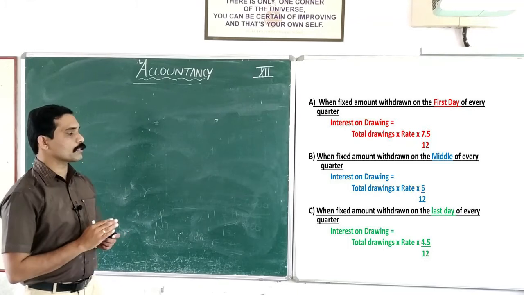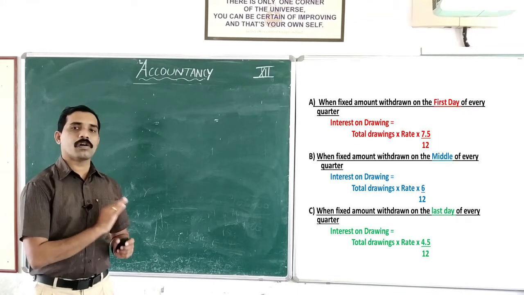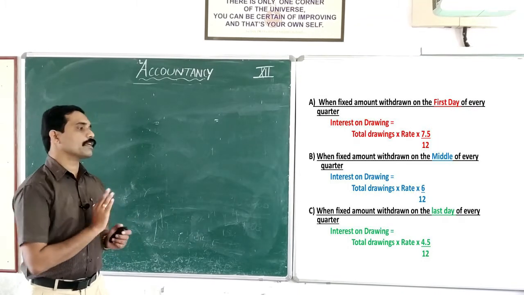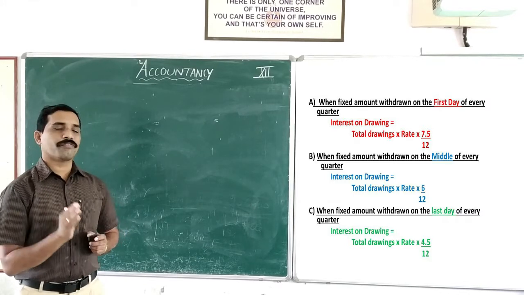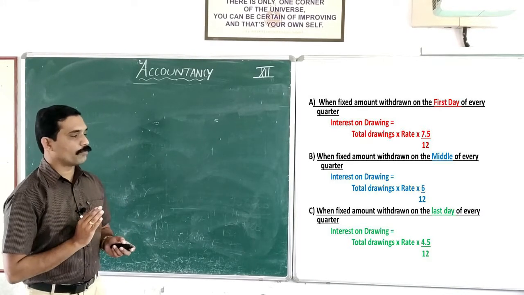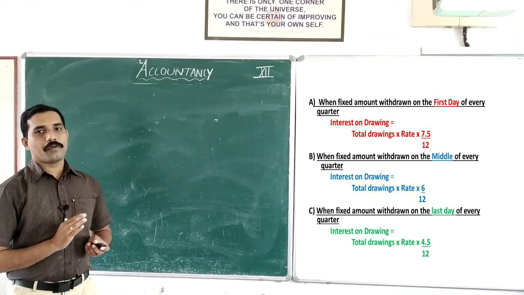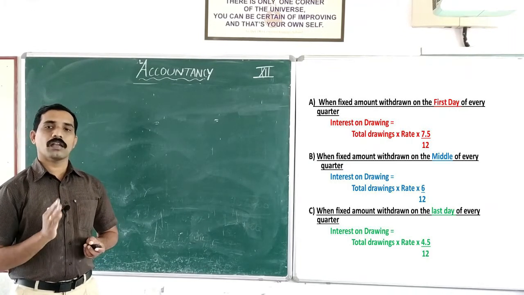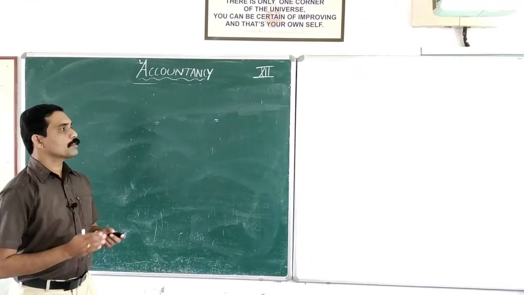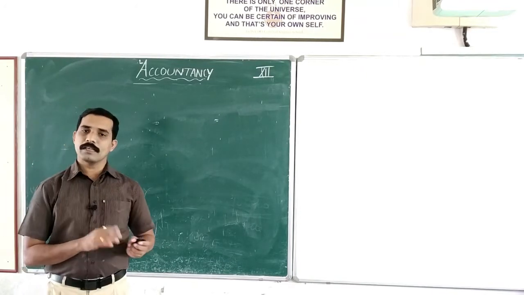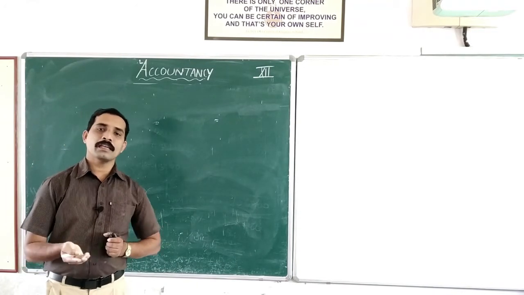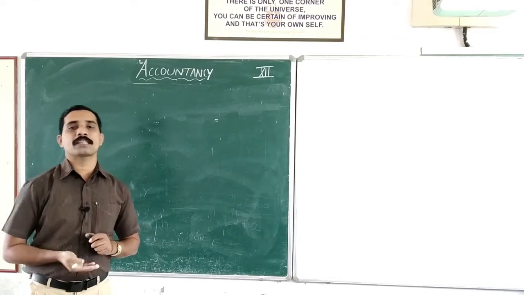Then when a fixed amount is withdrawn on the last day of every quarter, what is the formula? Interest on drawings is equal to total drawings into rate into 4.5 divided by 12. I hope all are clear. So on the basis of this, we can discuss one example.